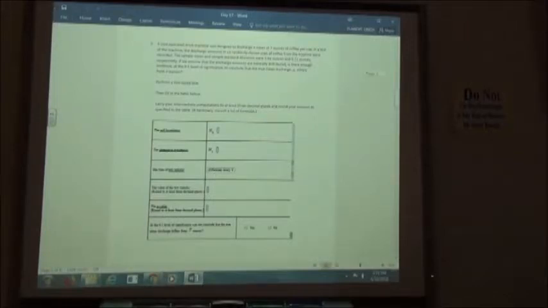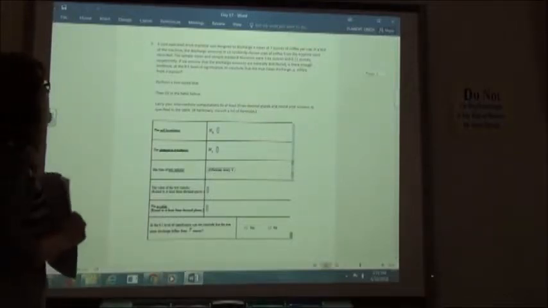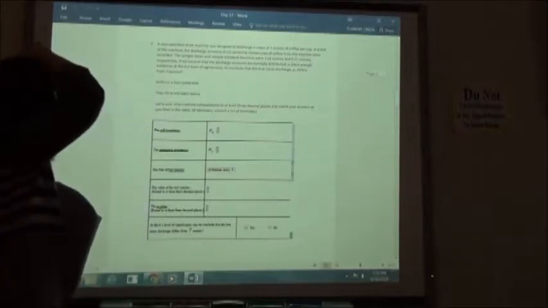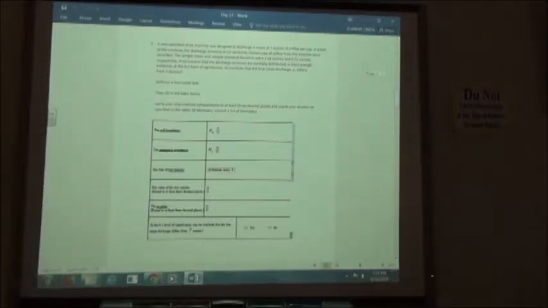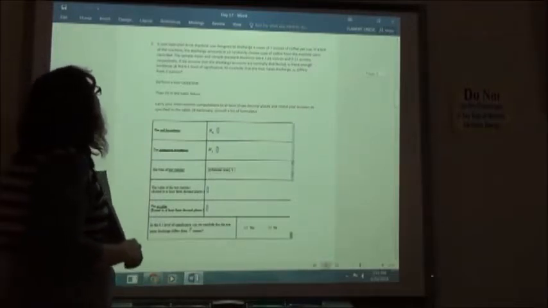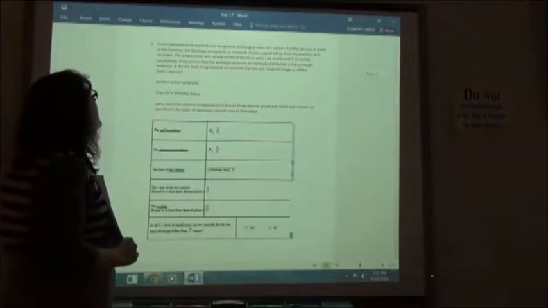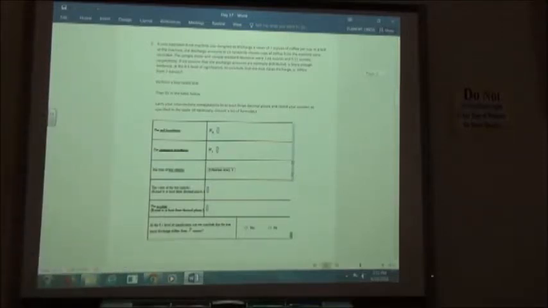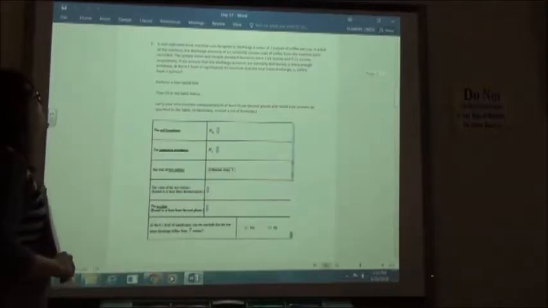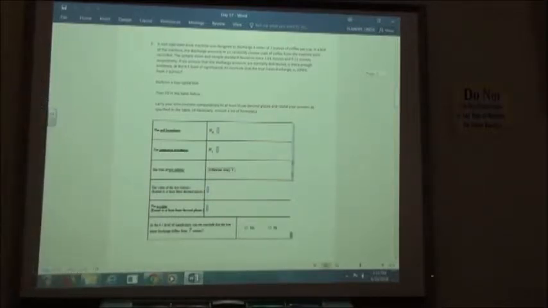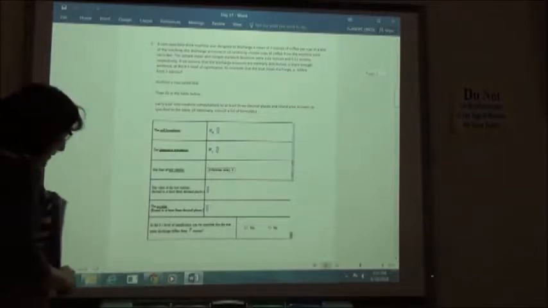All right, a coin-operated drink machine was designed to discharge a mean of 7 ounces of coffee per cup. In a test of the machine, the discharge amount in 13 randomly chosen cups of coffee from the machine were recorded. The sample mean and the sample standard deviation were 7.01 ounces and 0.21 ounces respectively. If we assume that the discharge amounts are normally distributed, is there enough evidence at the 0.1 level of significance to conclude that the true mean discharge differs from 7 ounces?